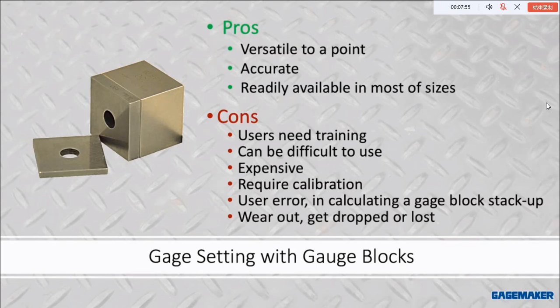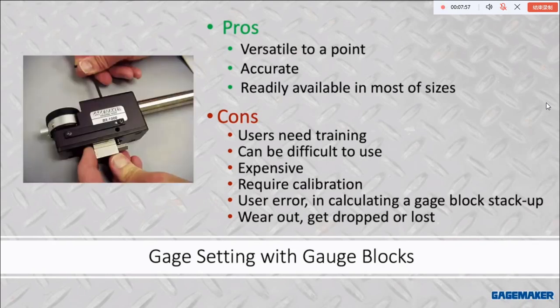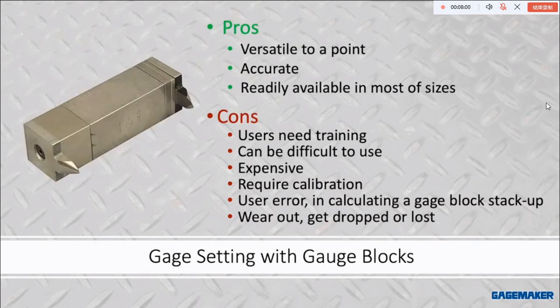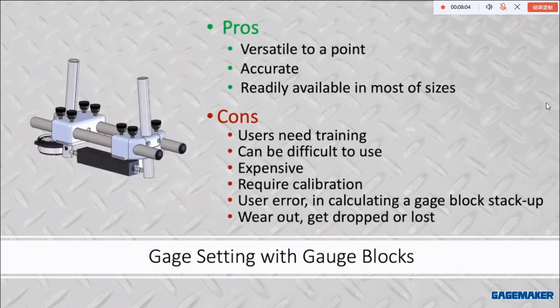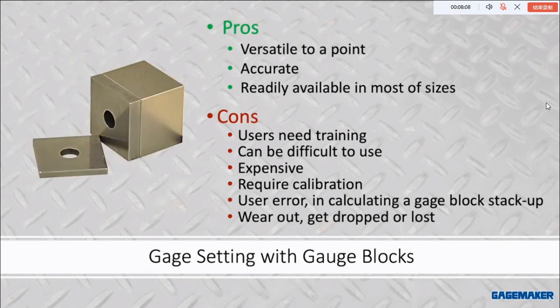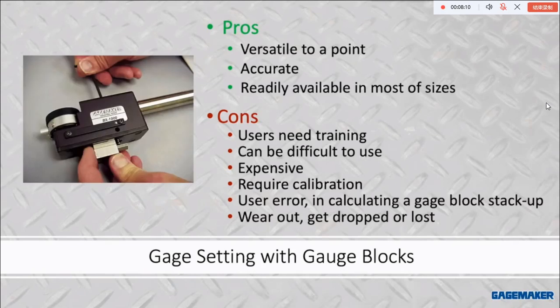So operators are prone to making mathematical errors during the stack-up process. Gauge blocks are small, so they tend to get dropped or damaged, sometimes even lost. They require expensive calibration, and users often need training in order to achieve the right gauge block stack-up for the setting value.